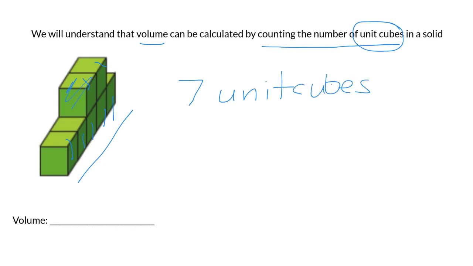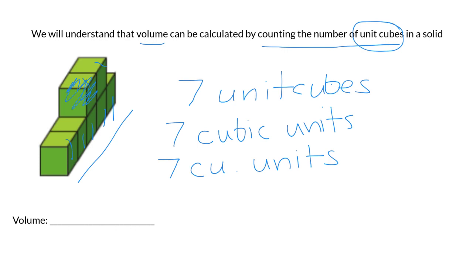Remember, this is 1 unit cube. So when I went through and counted 1, 2, 3, 4, 5, 6, 7, that is what I was counting. So the volume of this is 7 cubic units. You could also abbreviate cubic by writing CU, kind of like SQ for square. So I'm going to do that too. 7 CU units.